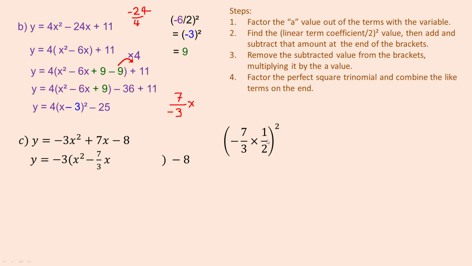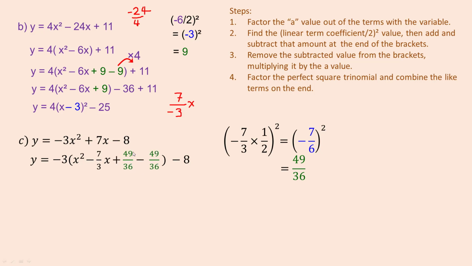So when you multiply negative 7/3 by a half, negative 7 in the numerator times 1 is negative 7, and 3 times 2 in the denominator is 6. So that's what we're squaring. Now, when you square that, negative 7 squared is positive 49. Remember, when you're squaring a negative, it's positive because a negative times a negative is positive. And in the denominator, 6 squared is 36. So that's the value we're going to add and subtract here.